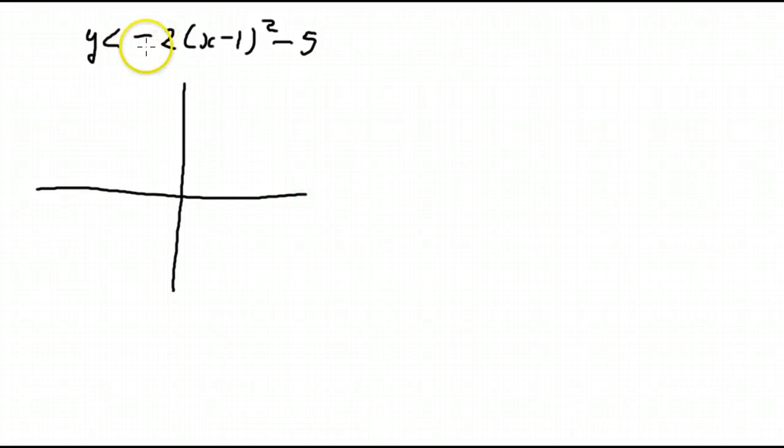It opens down. It's vertically stretched by a factor of 2. The vertex is at positive 1, negative 5. So it's there, 1, negative 5. It opens down. It's narrow. Since this is strictly less than, then I'm going to draw a dashed line.